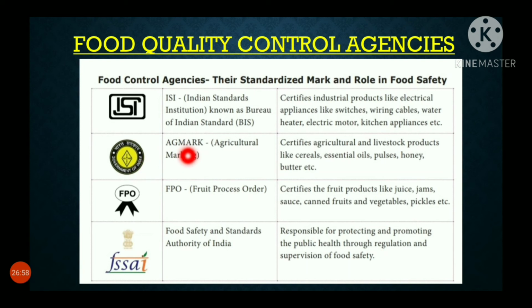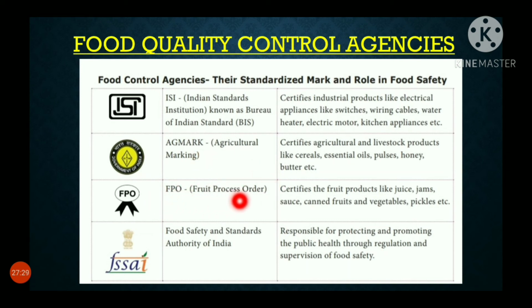Next is AGMARK, Agricultural Marketing. It certifies agricultural and livestock products like cereals, essential oils, pulses, honey, butter, etc. If you see the bottles you are buying in a supermarket, just turn it back, you will see AGMARK. If this mark is there, it is very good for you to buy those food items.